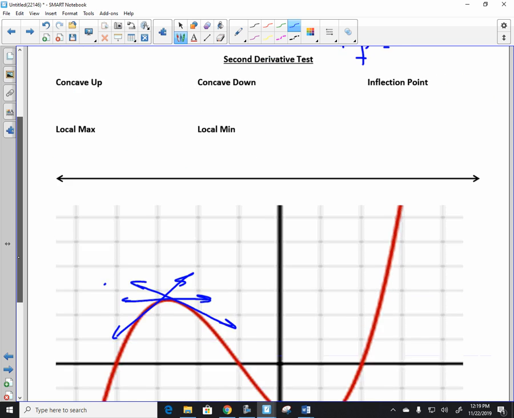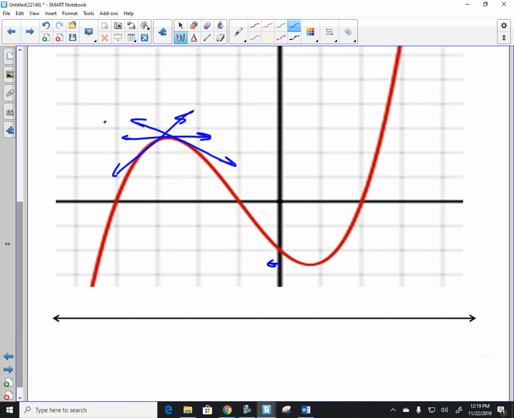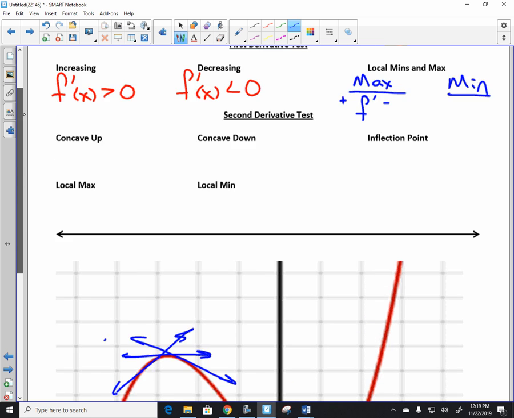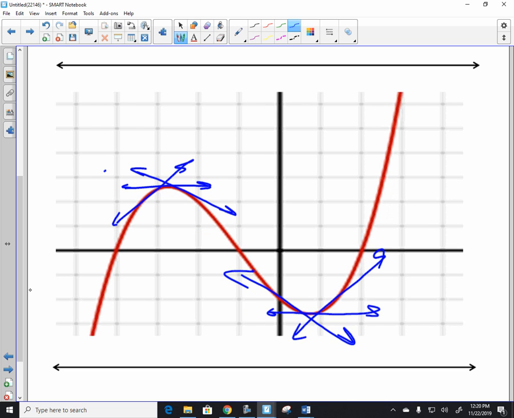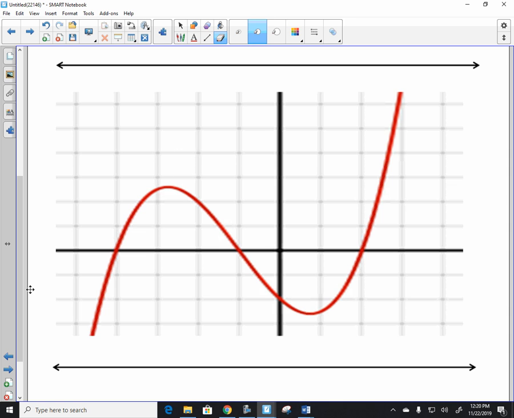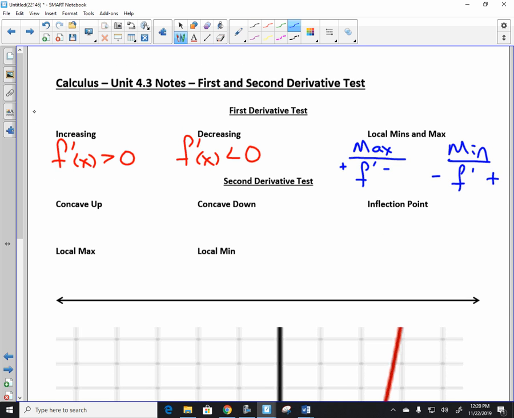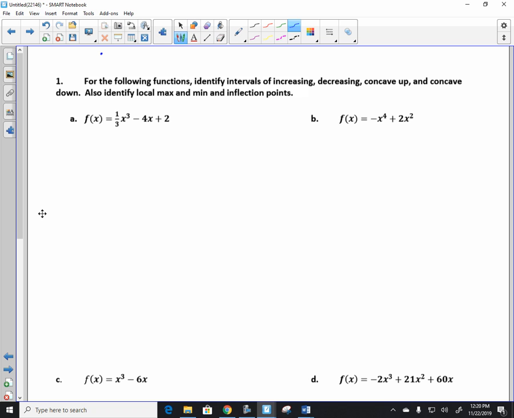Let's look at the minimum. What's the derivative at the minimum? 0. But if I consider how it changes, from what to what? From negative to positive. That's the first derivative test. Seem pretty straightforward? Flip it over. Let's try, and then we'll get to the second derivative test.